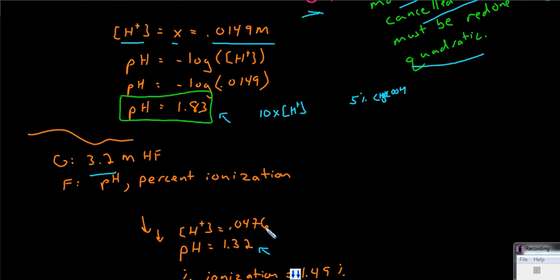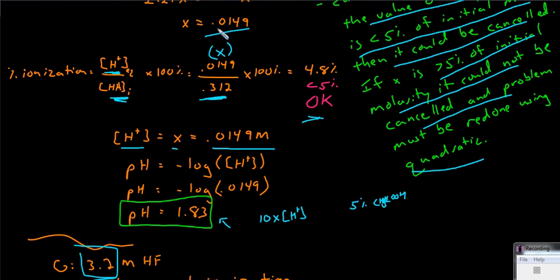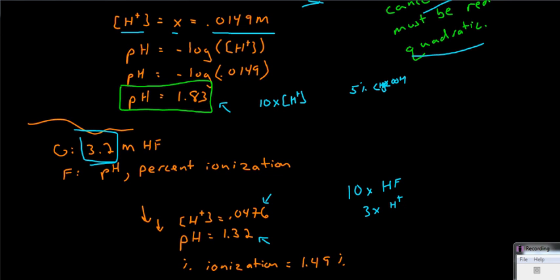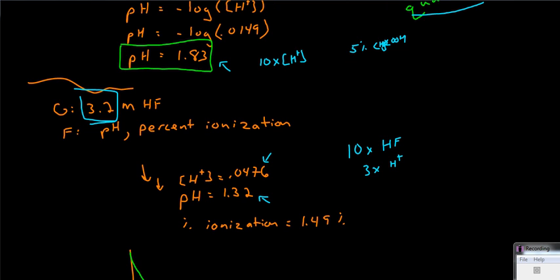So it turns out that the concentration of protons is not 10 times higher as you might expect, having 3.2 molar instead of 0.312 molar. In fact, the concentration of protons is only 0.0149 versus 0.0476. The concentration of protons is only about 3 times higher, even though we had 10 times as high the concentration of acid. Even though we have 10 times as much HF, we only have 3 times as much protons in solution after equilibrium. That's because the percent ionization changes as you have differing concentrations of HF.